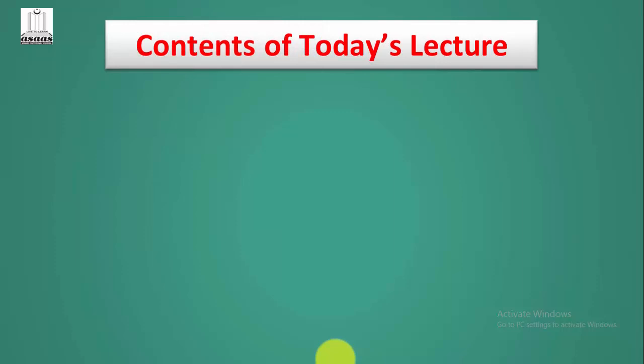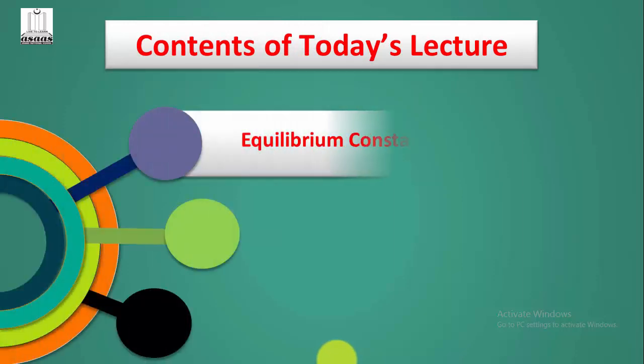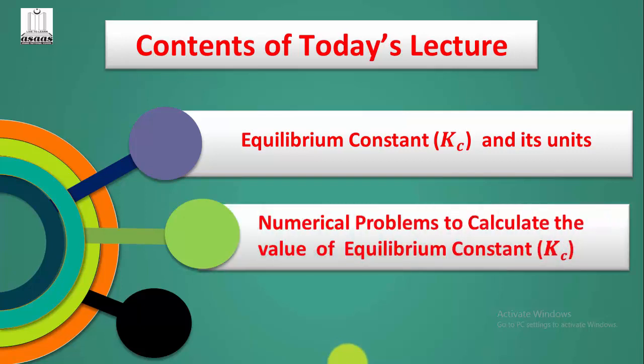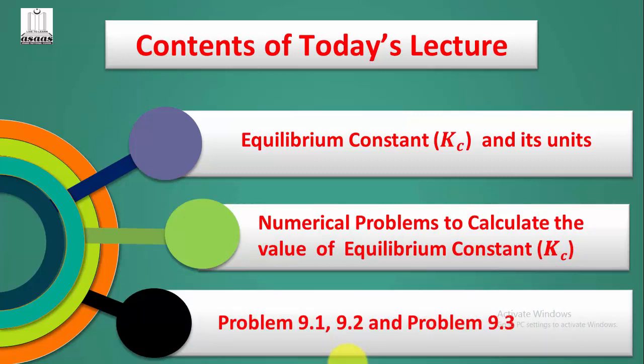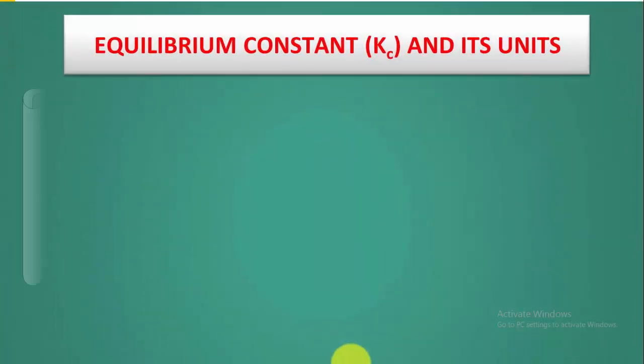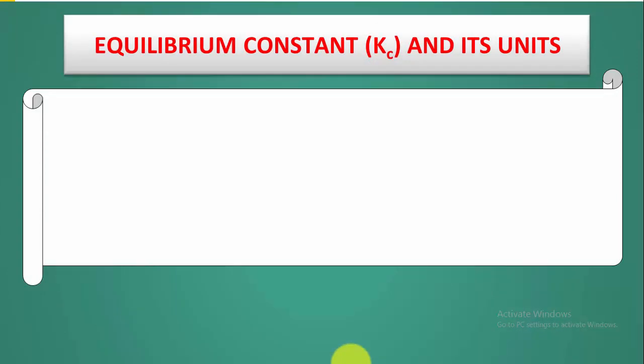So in today's lecture we continue the topic of equilibrium constant Kc and its units. We will solve the numerical problems to calculate the value of equilibrium constant Kc, and the problems are problem number 9.1, 9.2 and 9.3. So our first topic is equilibrium constant Kc and its units. We have discussed this in the last lecture, so we revise it deeply in today's lecture.